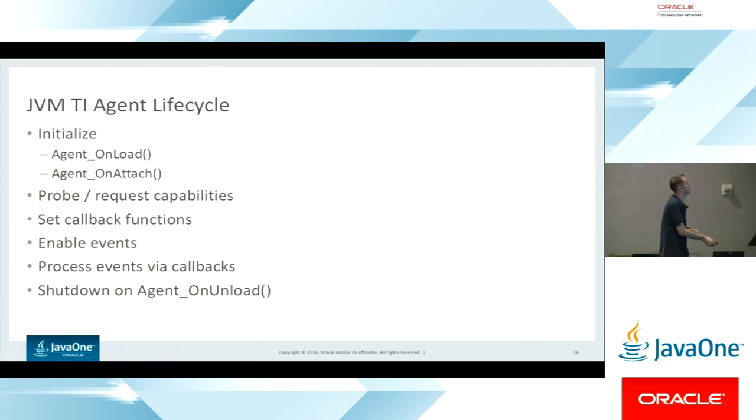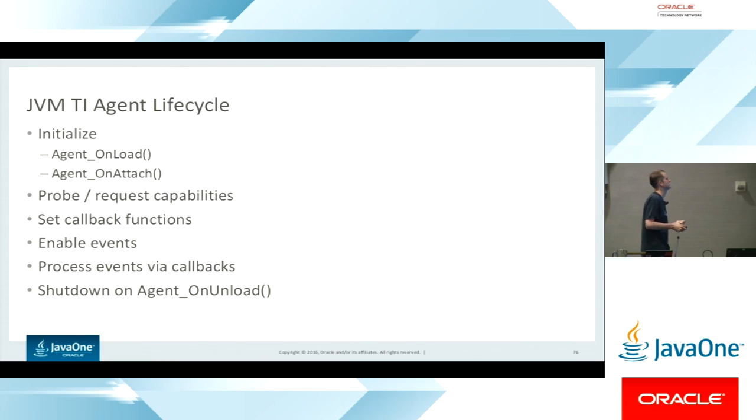So what does an agent actually look like when it's being used? There's an initialization phase when it starts off, and there's two functions that will get called automatically. If you specify it on the command line, the onLoad will get called, or if you attach it dynamically at some time during the runtime, then onAttach will get called. But both of these functions basically have the same role. Their job is to initialize and set up the agent.